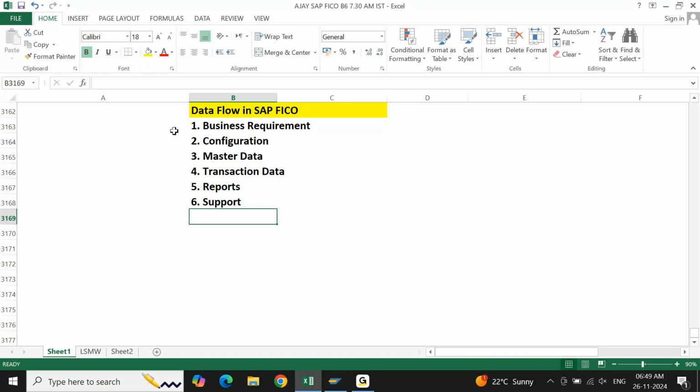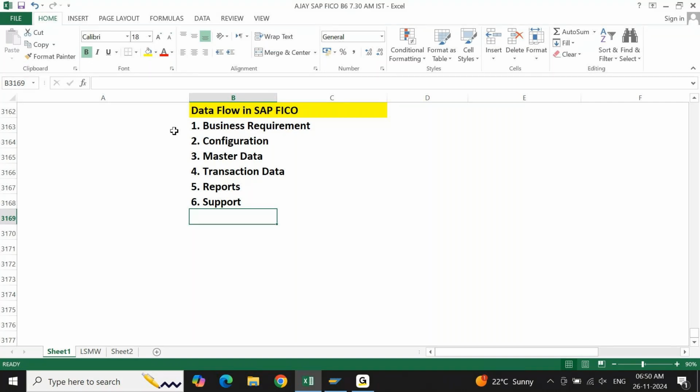Now we are talking about business requirement. We are talking about business requirement about any particular process. Now we were talking about three topics. What are those three topics which we discussed just now? Account payable, account receivable, and asset accounting. Right? Accounts payable, accounts receivable, and then fixed assets.